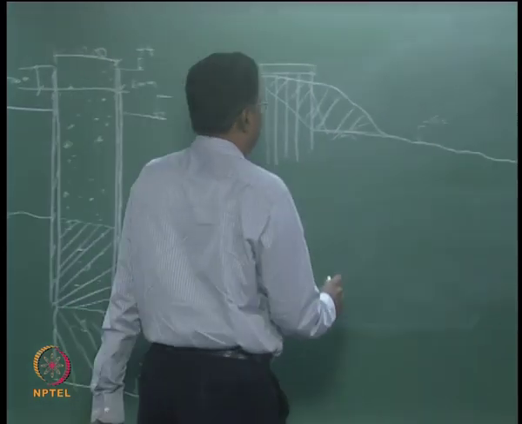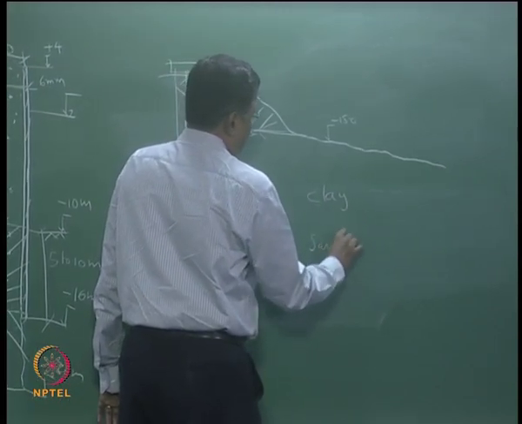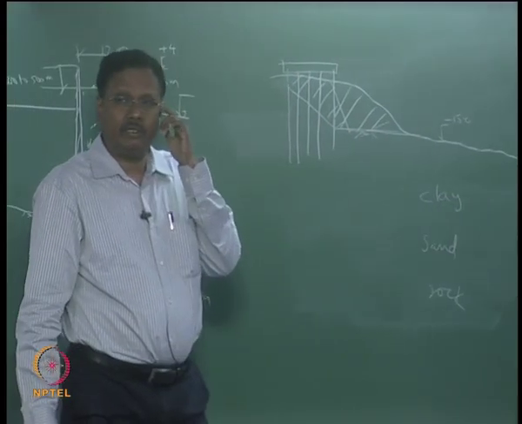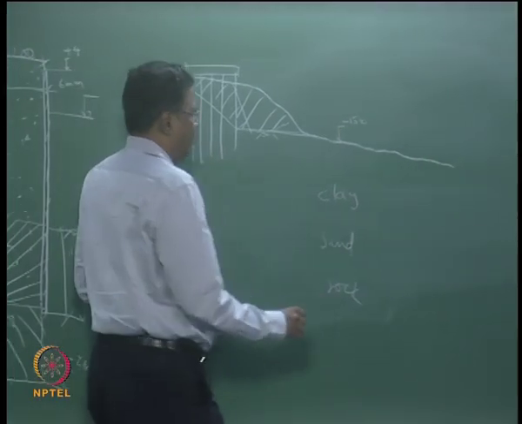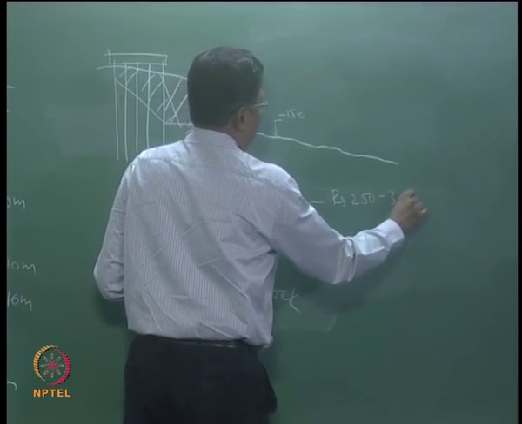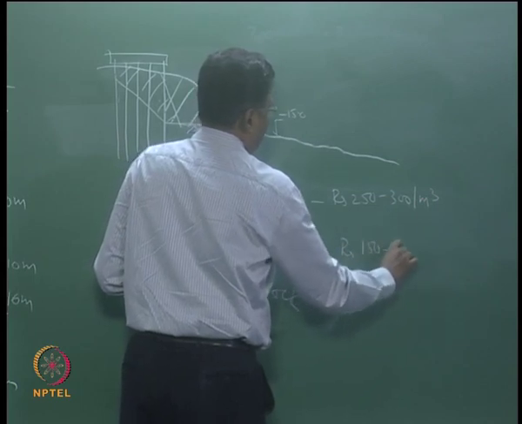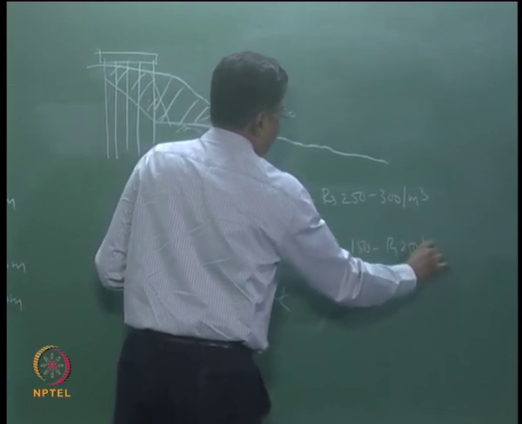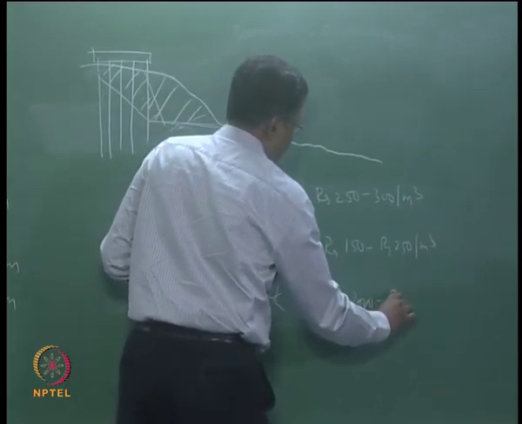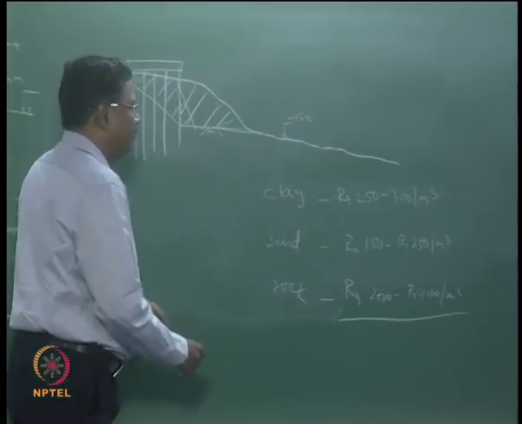We have three types of soil, one is clay, another is sand, another is rock. These are the three types of soil which we will encounter. Normally for clay it may be around rupees 250 to 300 per cubic meter. Sand it may vary from even 150 to 250 per cubic meter. For rock it may vary from 2000 to rupees 4000 per cubic meter. So this is the rate with which we have to do.